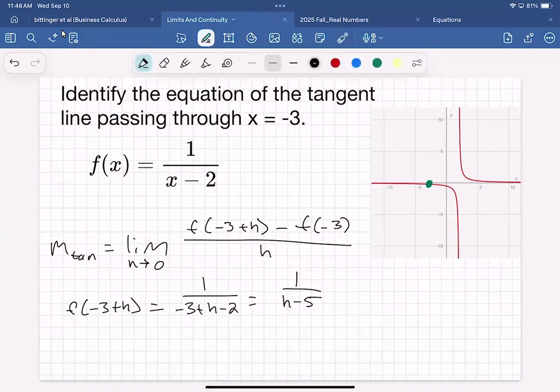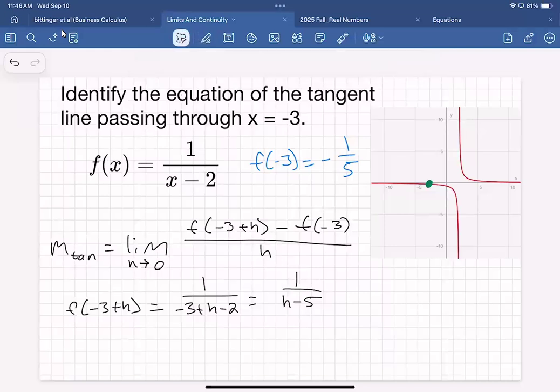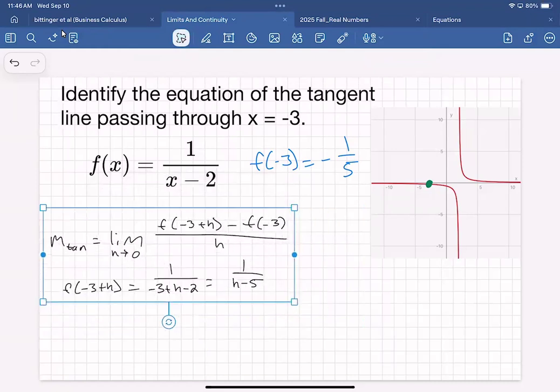Now, with that said, for f of -3, are we good if I put -1/5? Any concerns with that? Any questions before I move forward? Why I need those or what we're about to do with them?